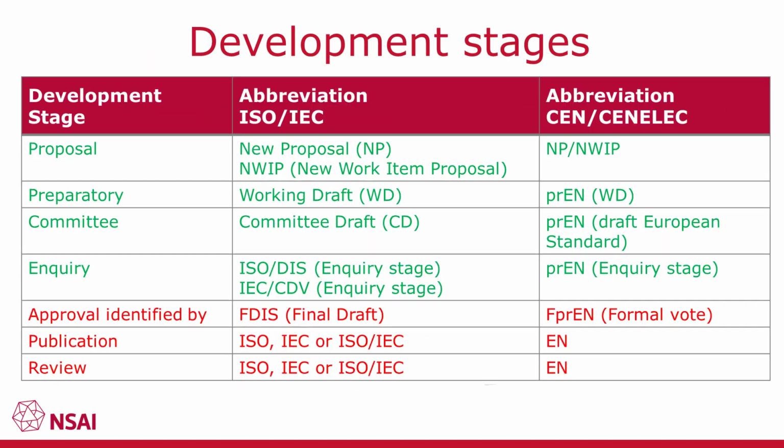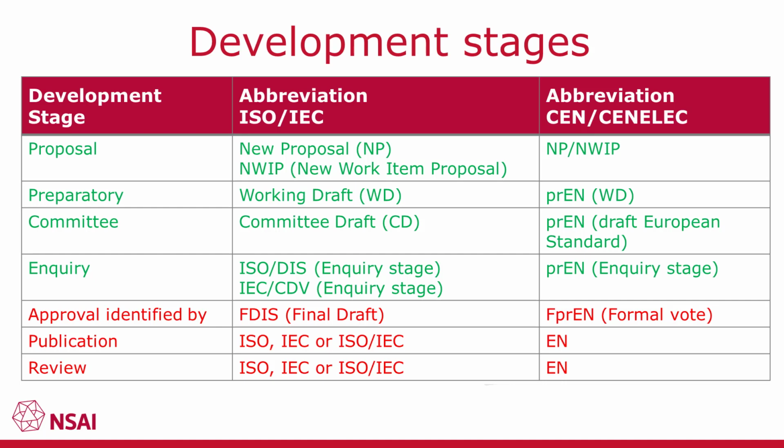These are the main stages of development of a standard. In the table, the green text indicates the stages where the standard can be changed, whereas the red text highlights where only editorial changes can be made. Standardization uses abbreviations throughout the development process, and committee members will become familiar with them over time.